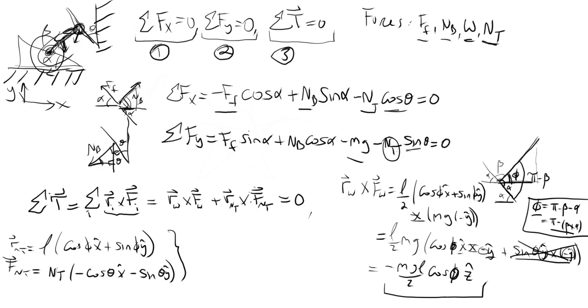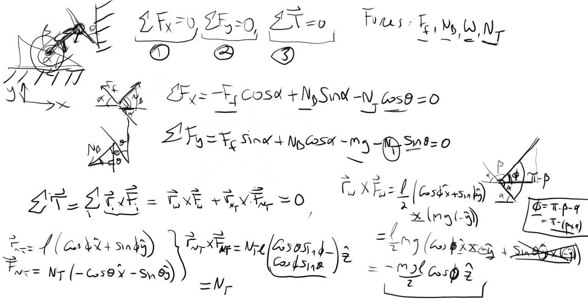Now I'll leave it as an exercise for you, but if you cross RNT with FNT, you actually get NT L times cosine theta sine phi minus cosine phi sine theta in the z hat direction. And using a trig identity, this is NT times L, so a force times a length, which is a torque, of sine of phi minus theta. So these are our torques. No new unknowns. We're only using NT, and here there are no unknowns.